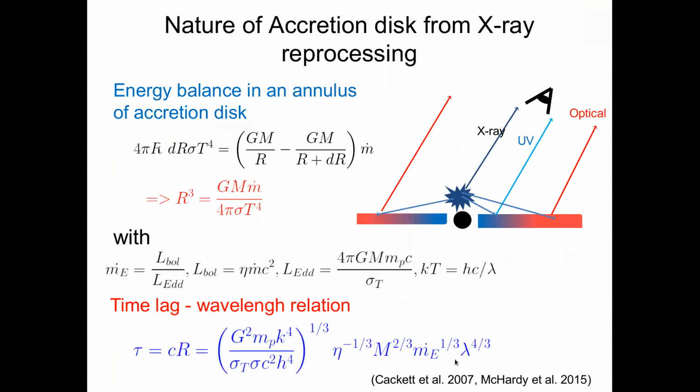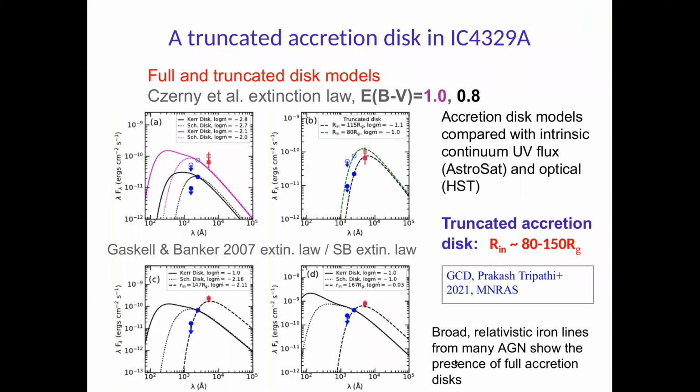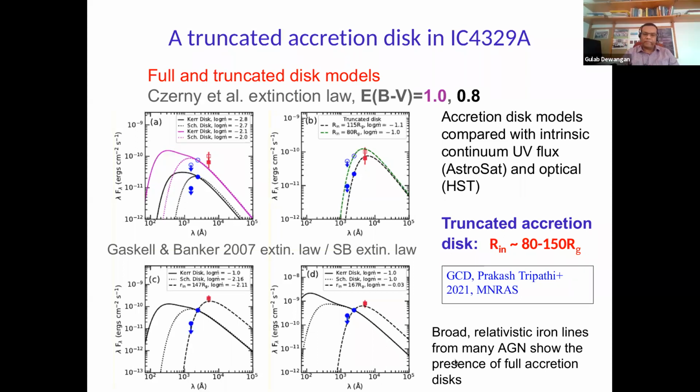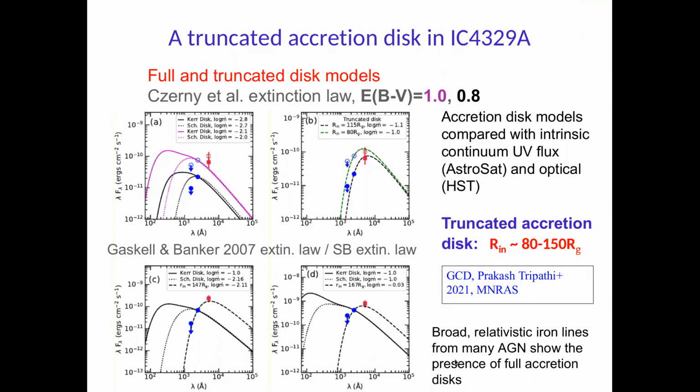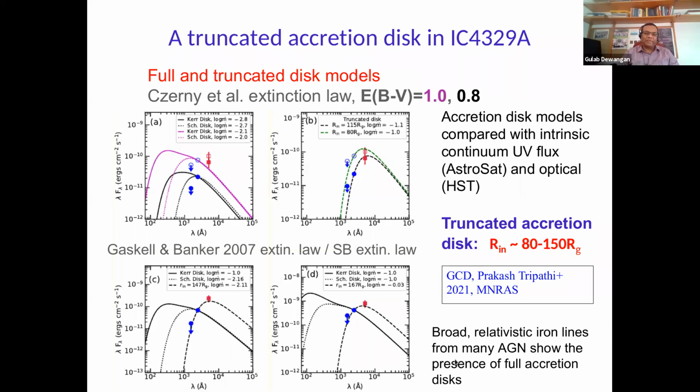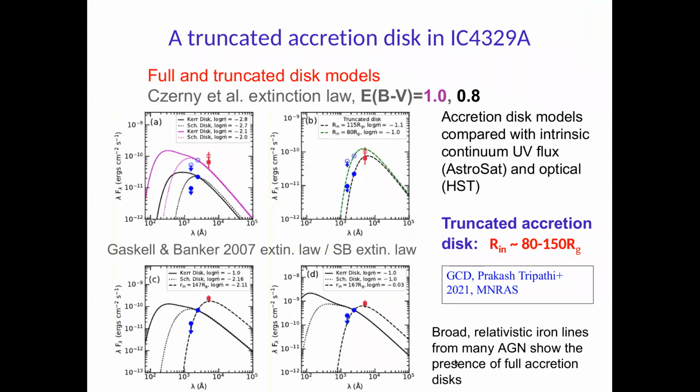Gulab? Yes, I had a query. This extinction correction, does this galaxy have a Spitzer observation, for example, at 2.4 micron or at higher wavelengths, 24 micron, 36 micron? Because then that can be used to correct the extinction from the galaxy itself. Yeah, unfortunately, Spitzer observations are not available for this AGN, IC 4329A. I see. Yeah, yeah.